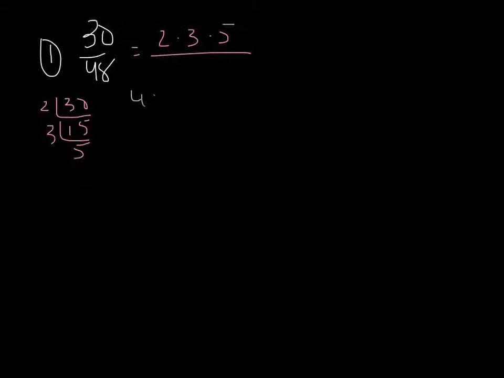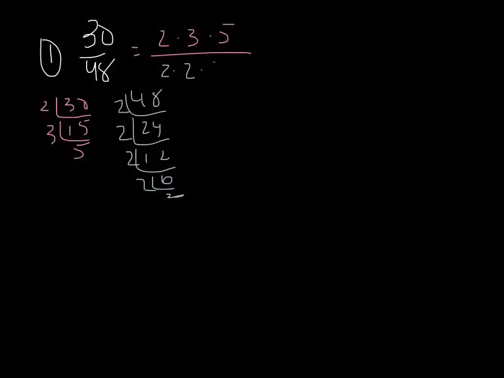Okay, and then the 48 on bottom, that's 2 times 24. 2 times 12, 2 times 6, 2 times 3. So we get 2 times 2 times 2 times 2, and this was 3 on the bottom. Two times, it's 1, 2, 3, 4 times 3. Okay, and things cancel. So when that happens, first 2 cancels, that 3 cancels, and so I get as a final answer 5 over 2 times 2 is 4, times 2 that's 8, so over 8.